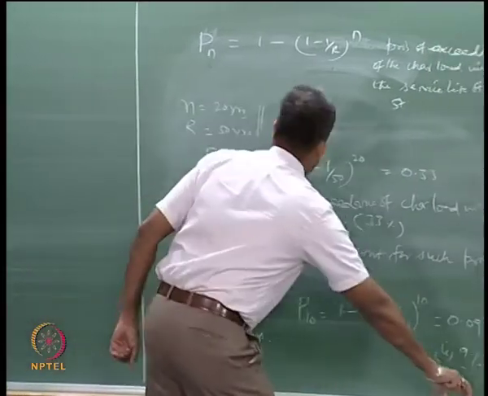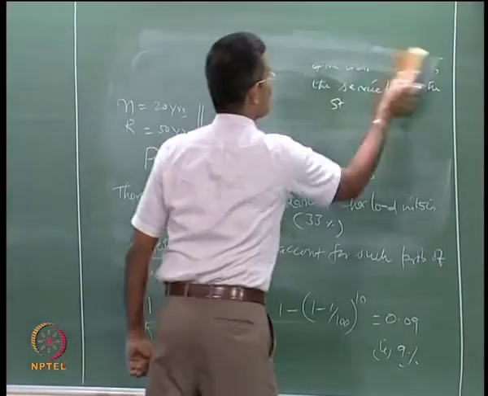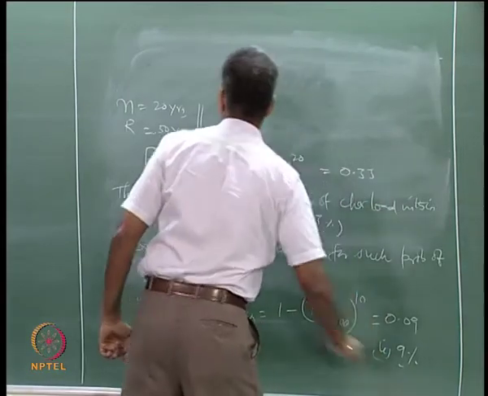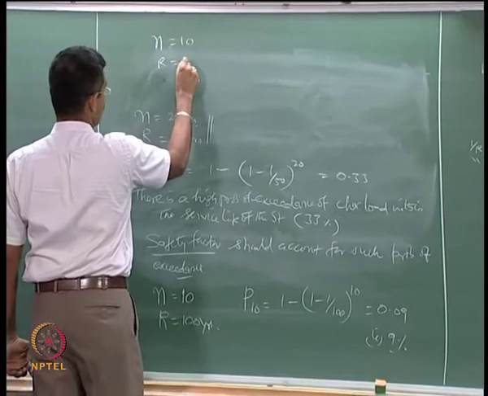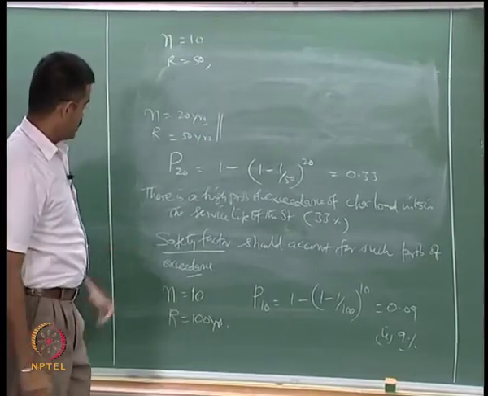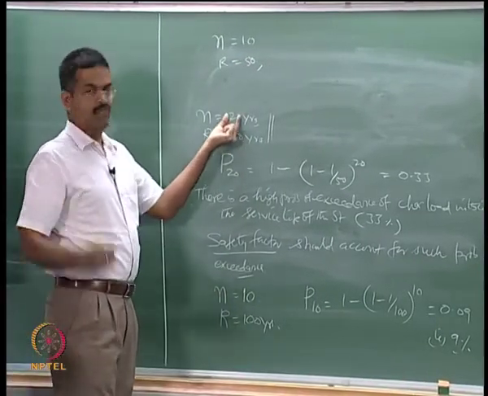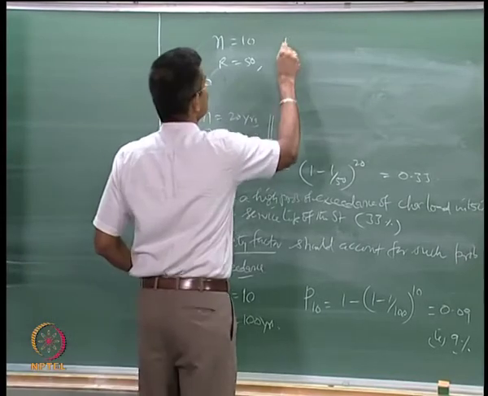To make it more illustrative, I will keep n as 10 but r as 50. Same return period but service life is reduced. Let us see what happens.